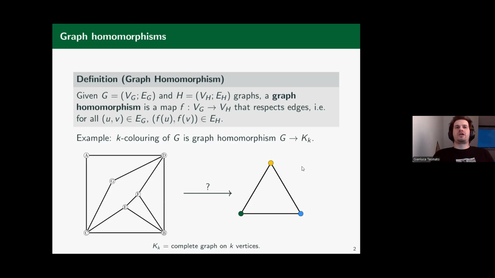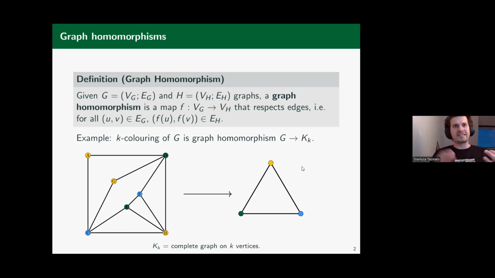Why do I call it a generalization? Well, because giving a k-coloring of a graph is exactly the same as prescribing a graph homomorphism into the clique, the full graph on k vertices. So, for example, here, prescribing a graph homomorphism from the graph on the left to the clique on 3 vertices, the triangle, is exactly the same as prescribing a 3-coloring, assigning a color to each vertex such that there is no monochromatic edge.